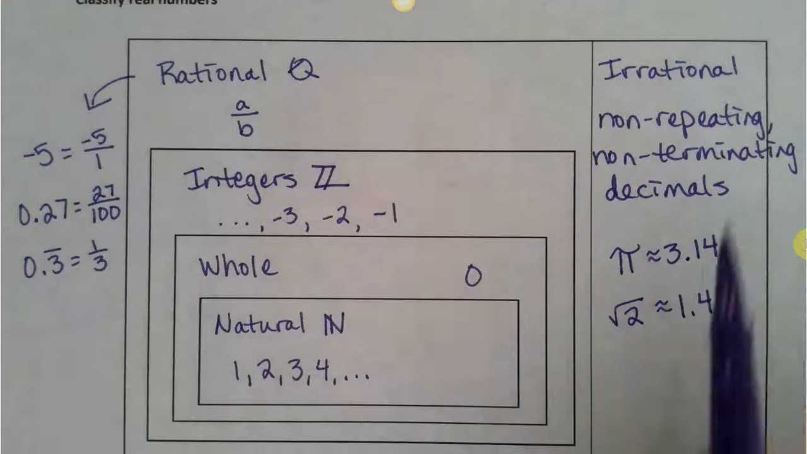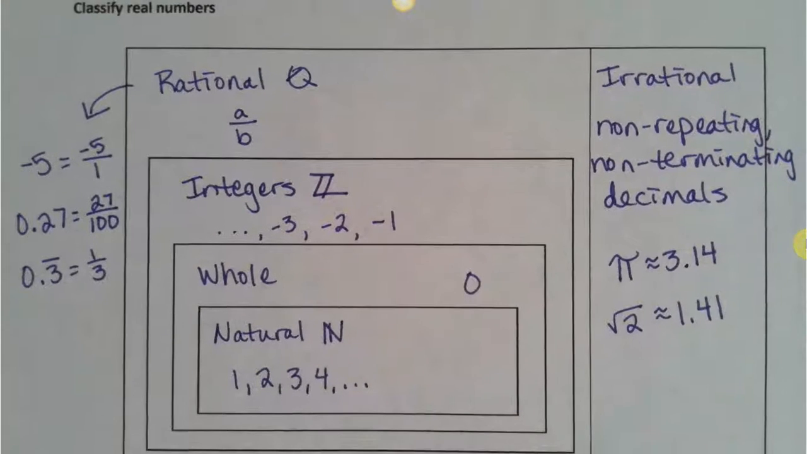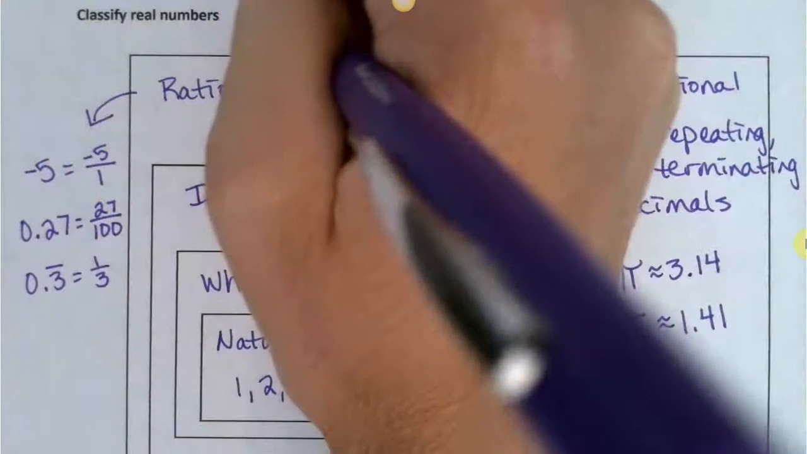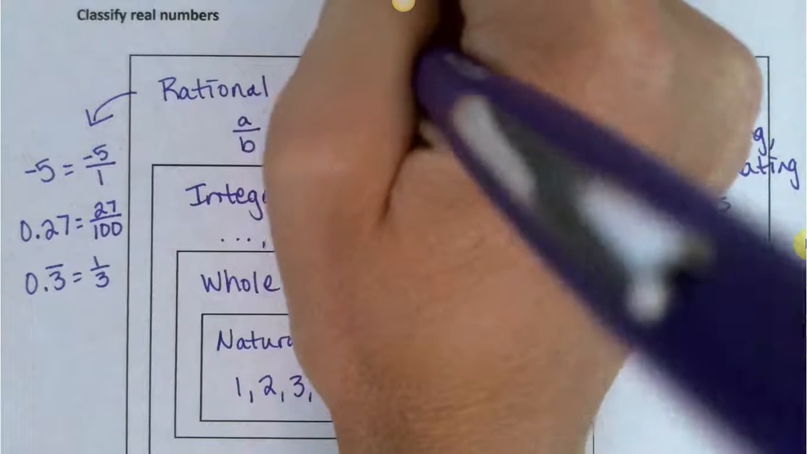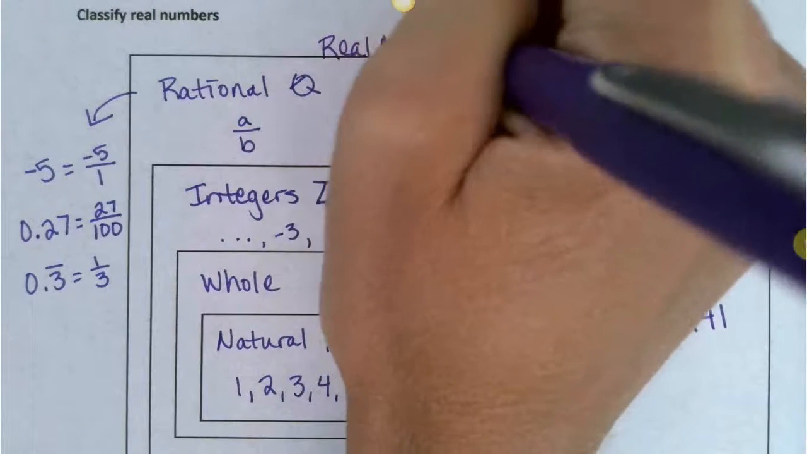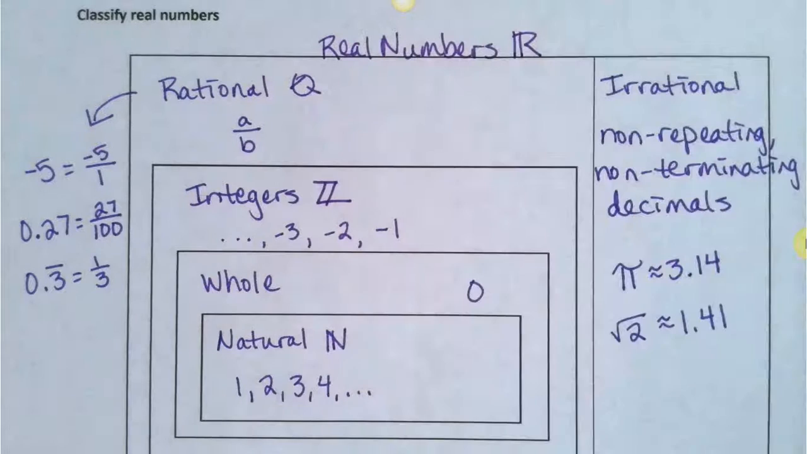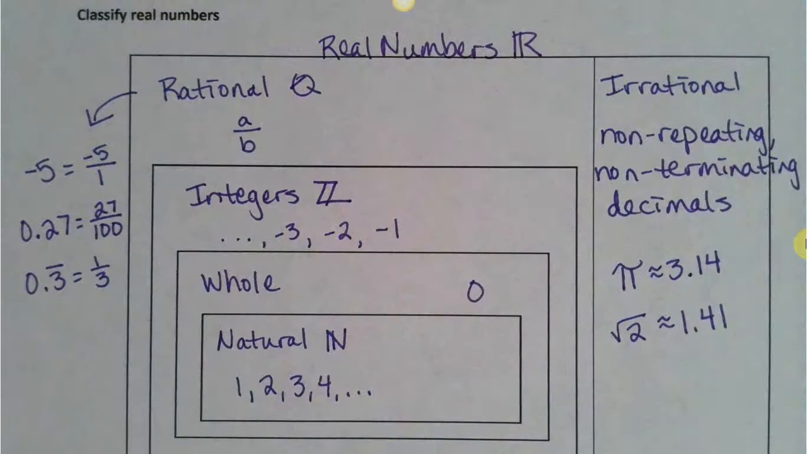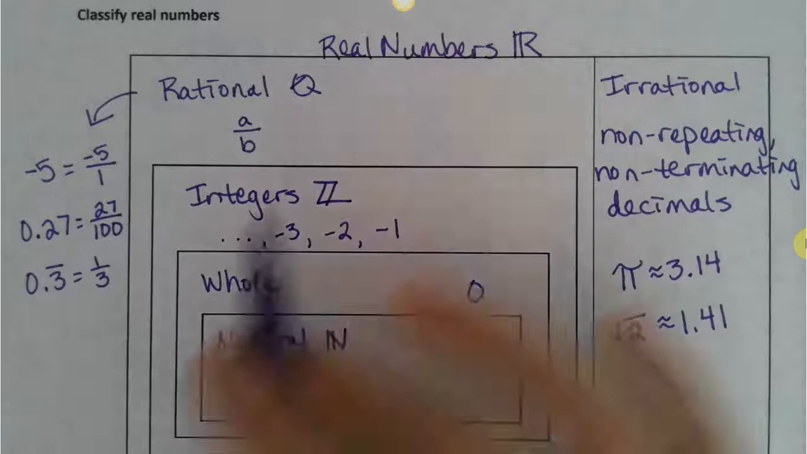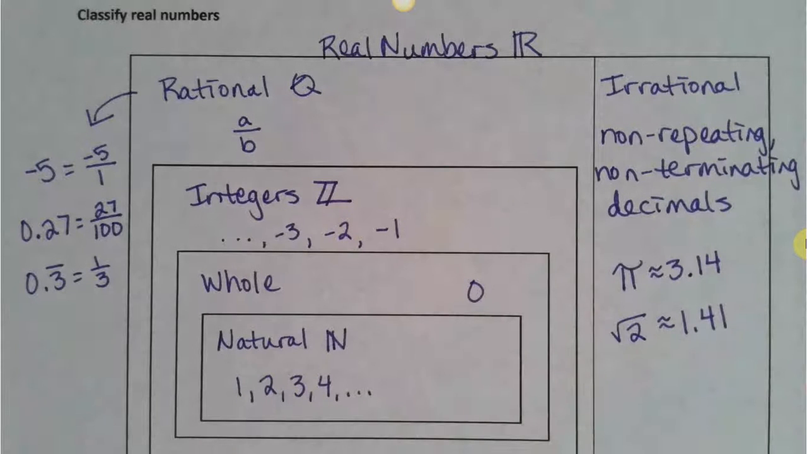And then putting all of this together gives us what we call the real numbers, denoted with a bold R. So anytime we refer to the real numbers, we could be talking about any of the numbers in any of these boxes.